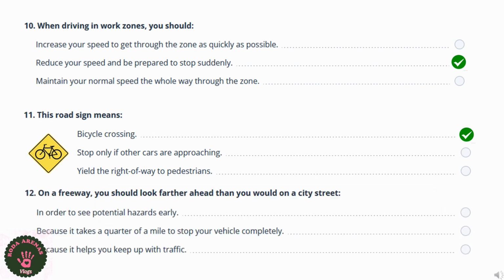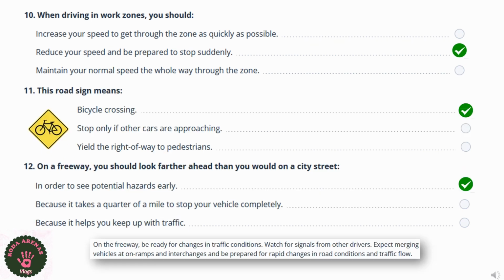On a freeway, you should look farther ahead than you would on a city street in order to see potential hazards early, because it takes a quarter of a mile to stop your vehicle completely, because it helps you keep up with traffic. The correct answer is in order to see potential hazards early.